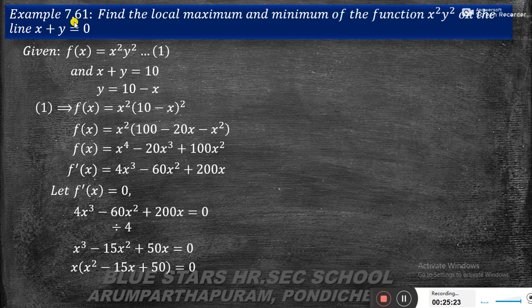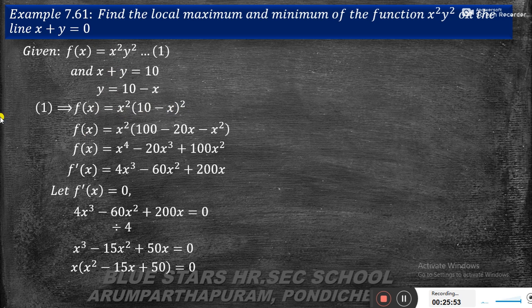Next, example 7.61. Find the local maximum and minimum of the function x square y square on the line x plus y equal to 0. They ask us to find the local maximum and local minimum of the function x square y square. So f of x equals x square y square, and x plus y equal to 0. This is the function, and this is the line. So I write y equal to 10 minus x. I substitute this y in the function: f of x equals x square into 10 minus x whole square.